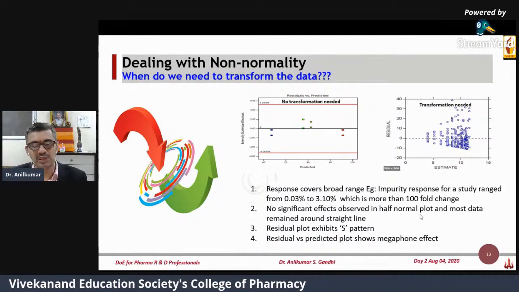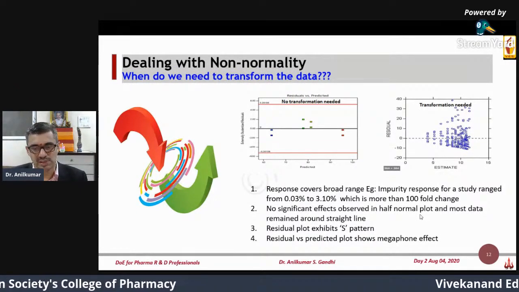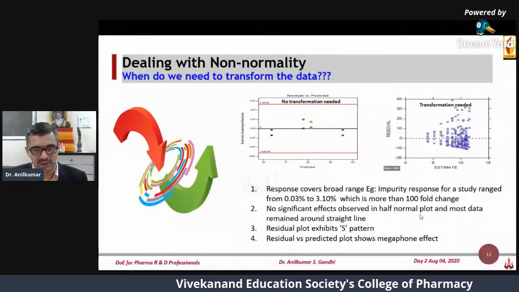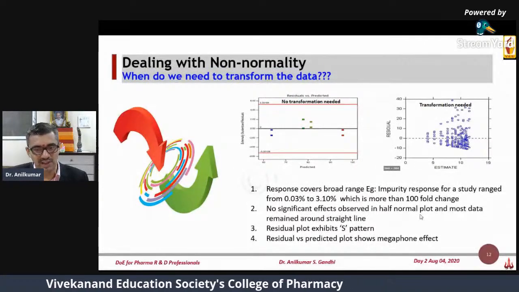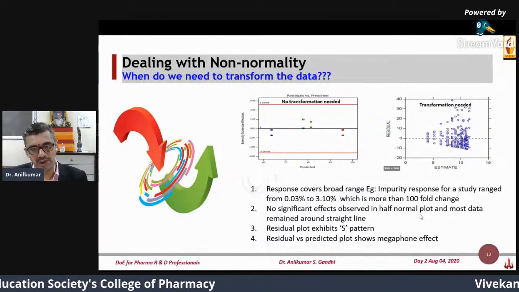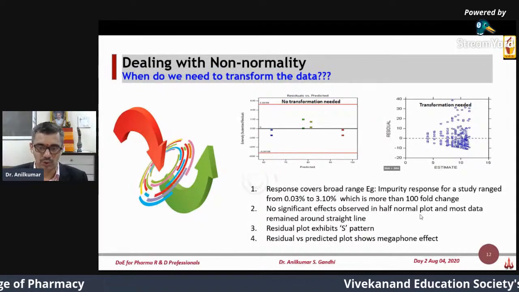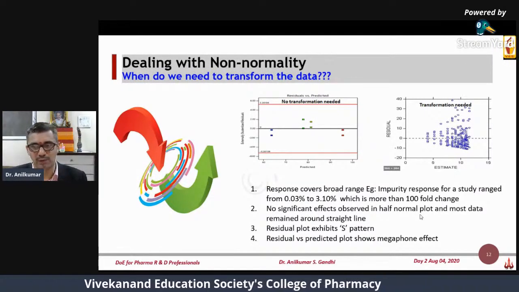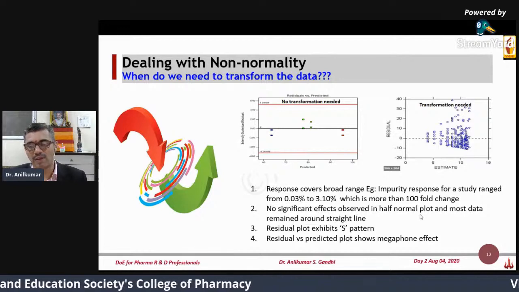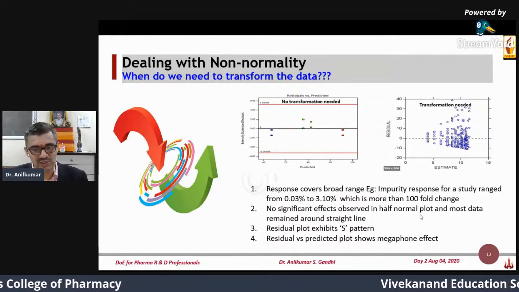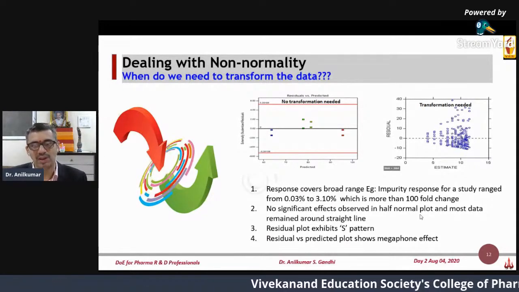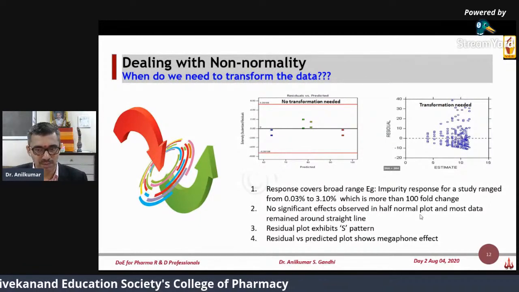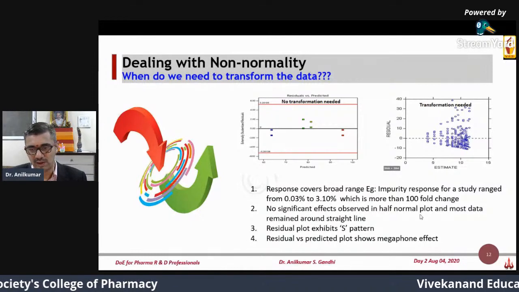Then we have also seen the plot of residuals where we saw a trend line and all the data was around that trend line. Now, instead of that, suppose you have an S-shaped pattern, then you know that you have a challenge. And last is when you see the megaphone effect. So when you have such 4 effects or 4 observations, you are likely to see non-normality. And I hope everyone remembers what is normality.